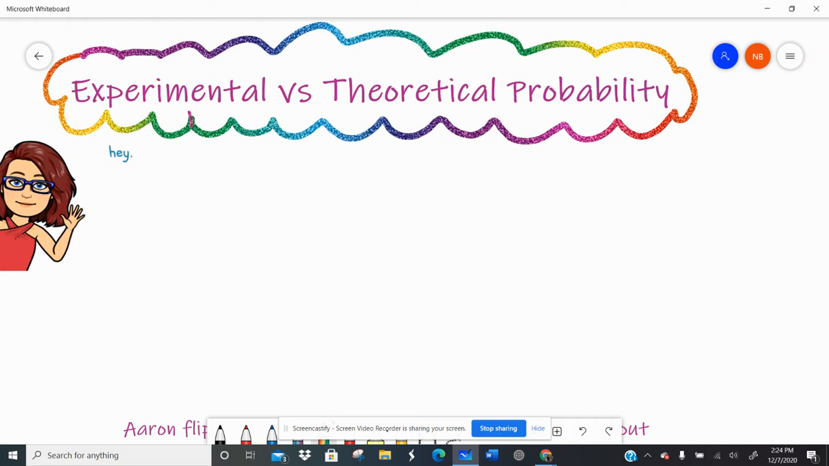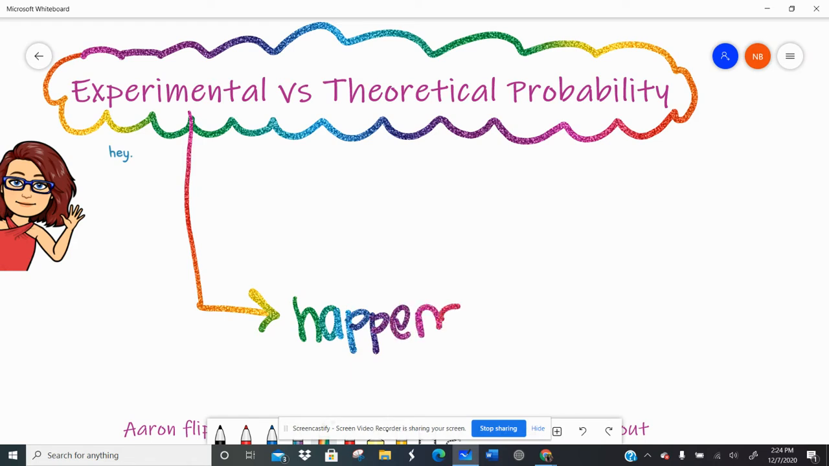So let's dive in. Experimental probability is what actually happens when you do something, right? So you flip a coin, you spin the spinner, you choose the socks from the drawer, you choose the pieces of candy. With experimental probability, it's what actually happens when you do something.